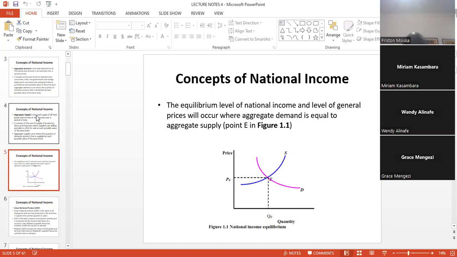Now, the concept of total production: these suppliers whom we call producers will give us what we call total production.